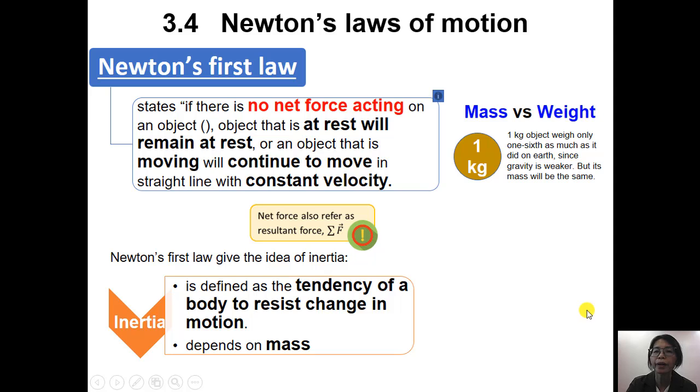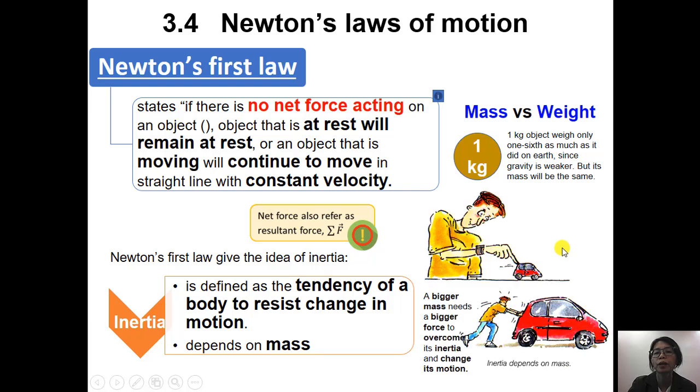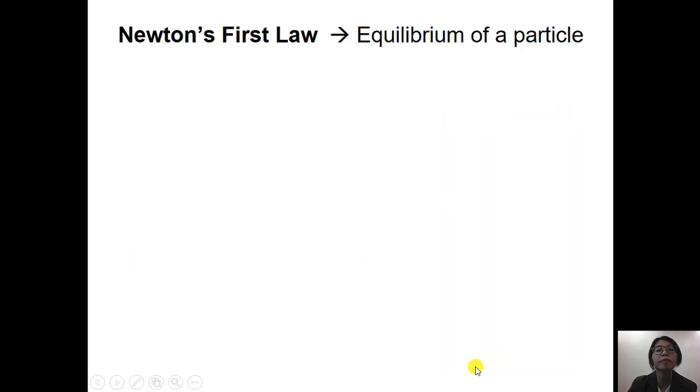So recall our prior knowledge, mass is different from weight. Mass will always be the same. Anyhow, our weight will depend on the value of gravity. For example, a 1 kg object, if we put it on the moon, will weigh only 1/6 as much as it did on Earth. So basically, a bigger mass will need a bigger force to overcome its inertia and change its motion.